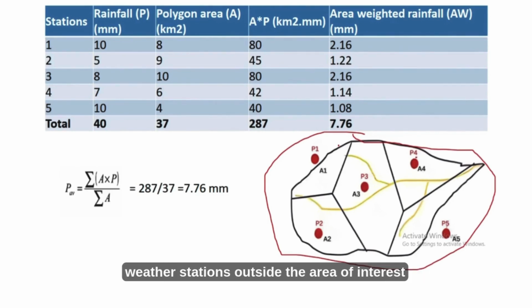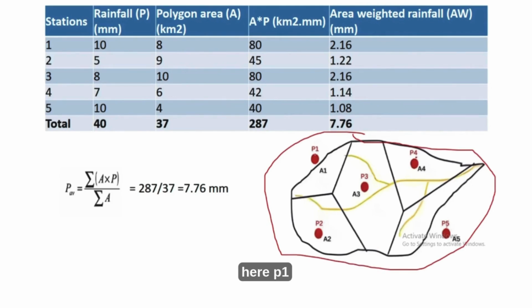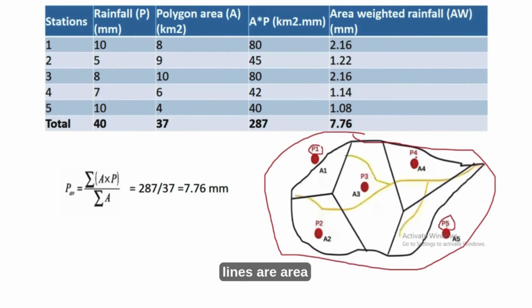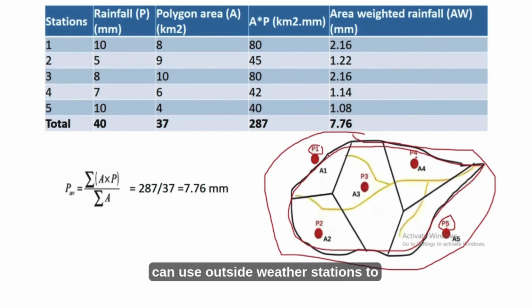Also, we can consider weather stations outside the area of interest. Here, P1 and P5 are outside the area of interest. These black lines are the area of interest. So we can use outside weather stations to calculate the average depth of rainfall, but we only consider the polygon area within the area of interest. That means we only consider this area. We only consider this area.